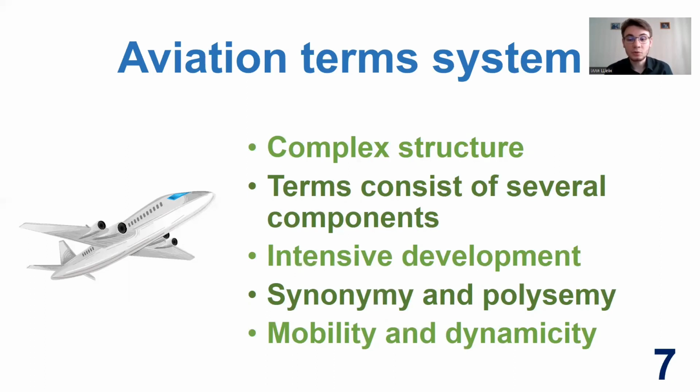Then synonymy and polysemy. It means that, for example, for a Ukrainian term, we can find a wide range of English equivalents for this specific word or word expression. And mobility and dynamicity means that the system, as I have said, is on the stage of its development, and the system is getting wider and wider with years.